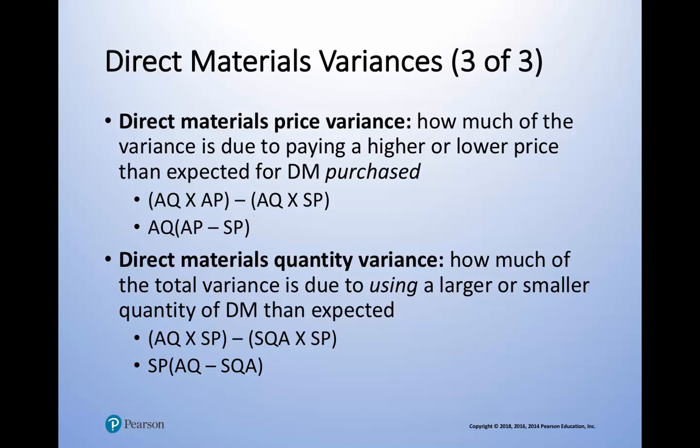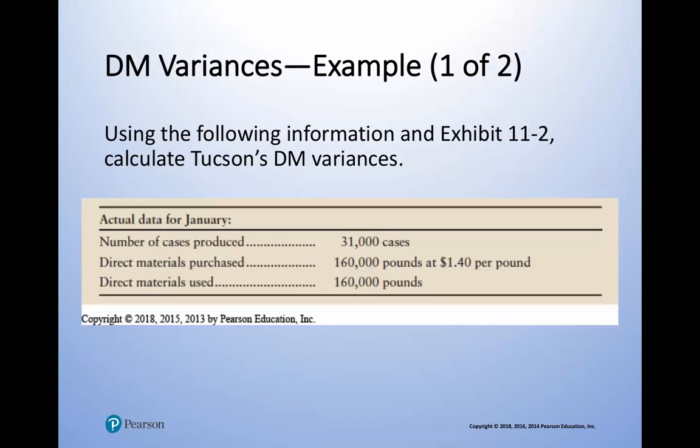Okay, so here's our explanation. How much of the direct material price variance is due to paying a higher or lower price than expected? For our direct material quantity variance, how much of the total variance is due to using a larger or smaller quantity of direct material than expected? So here we start doing some calculations of our own. We have our standards. We should have written all those down.